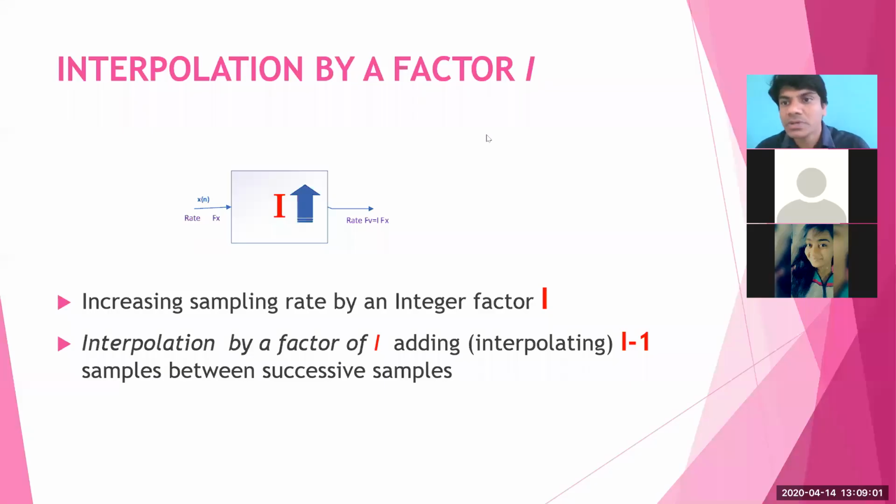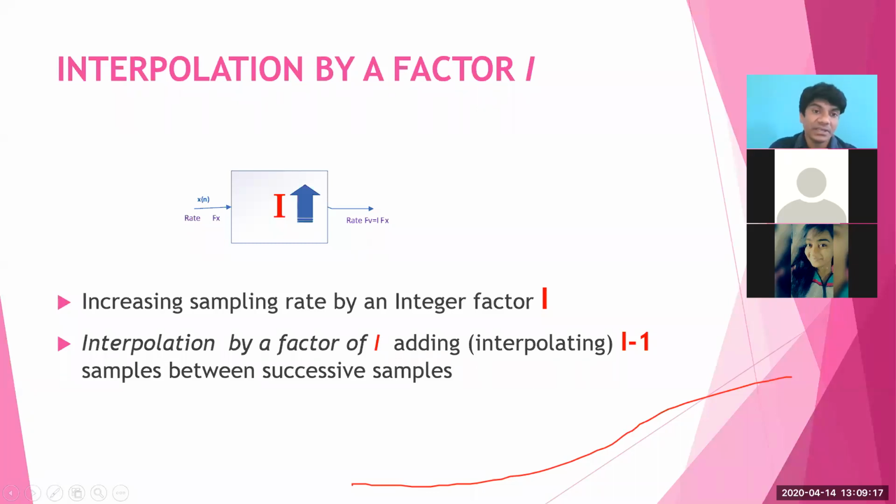Okay, interpolation process. Interpolation is exactly opposite of decimation. In decimation, what we have done is that we decrease the sampling rate of the given sequence by a factor D. In interpolation, it is kind of opposite. Here we are going to increase the sampling rate by an integer factor capital I.